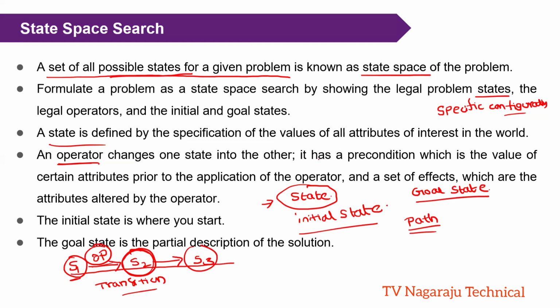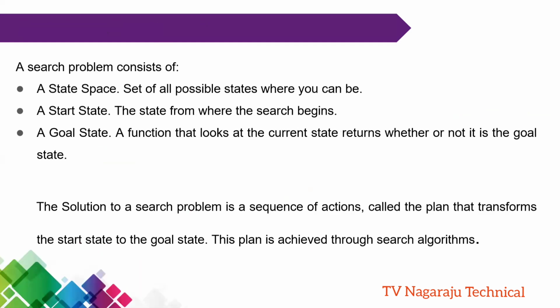These are the important terms related to state space search. Now, a problem consists of a state space. What is the state space? All possible states, the start state and the goal state. What are the meanings of all this?